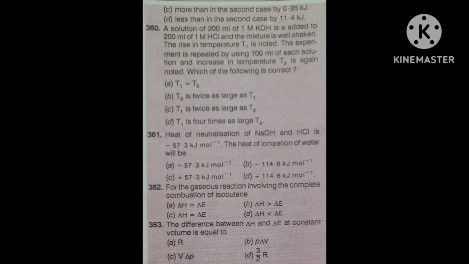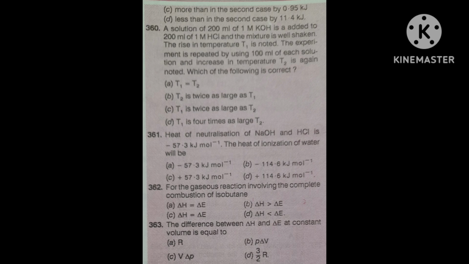The enthalpy of dissociation of HA is: first option Q1 plus Q2, second Q1 minus Q2, third Q2 minus Q1, fourth minus in bracket Q1 plus Q2.